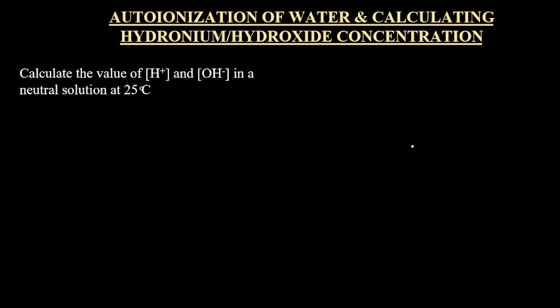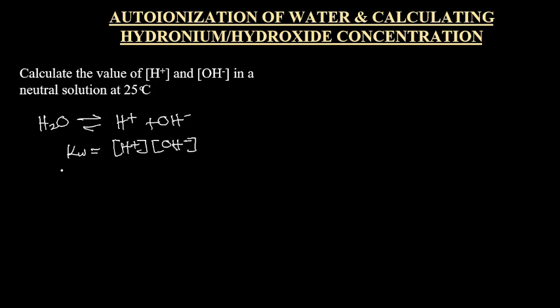Let's consider this question. The question says: calculate the value of H plus concentration and OH minus concentration in a neutral solution at 25 degrees Celsius. Now, they're talking about water here, so what we have to do first is to write the auto-ionization of water, which can also be written as H2O in equilibrium giving us H plus and OH minus. Now the Kw, we said, is equal to the concentration of H plus and OH minus.